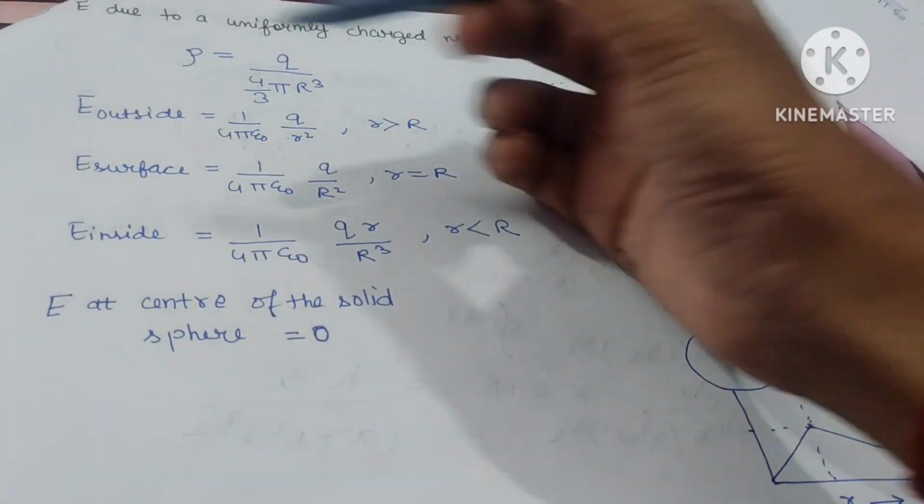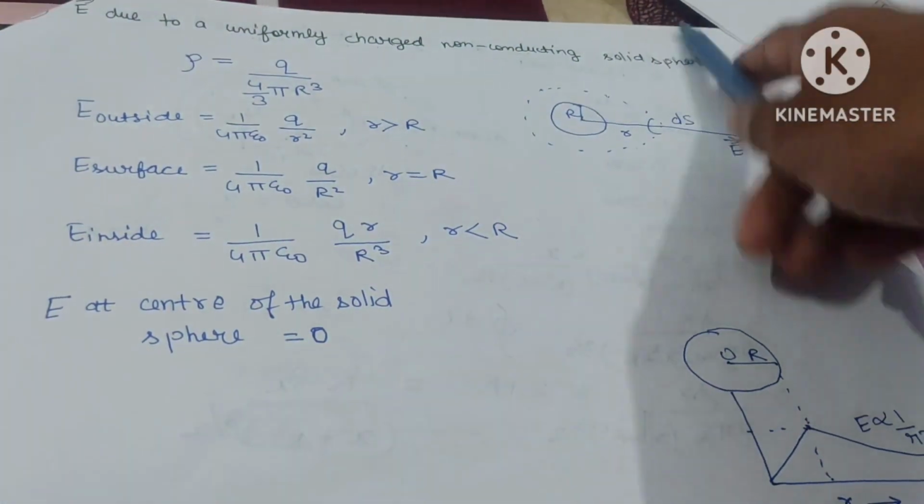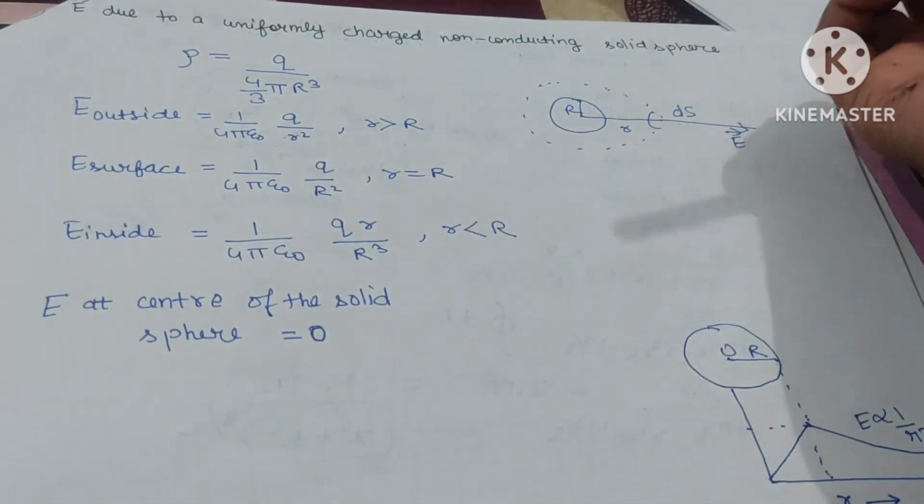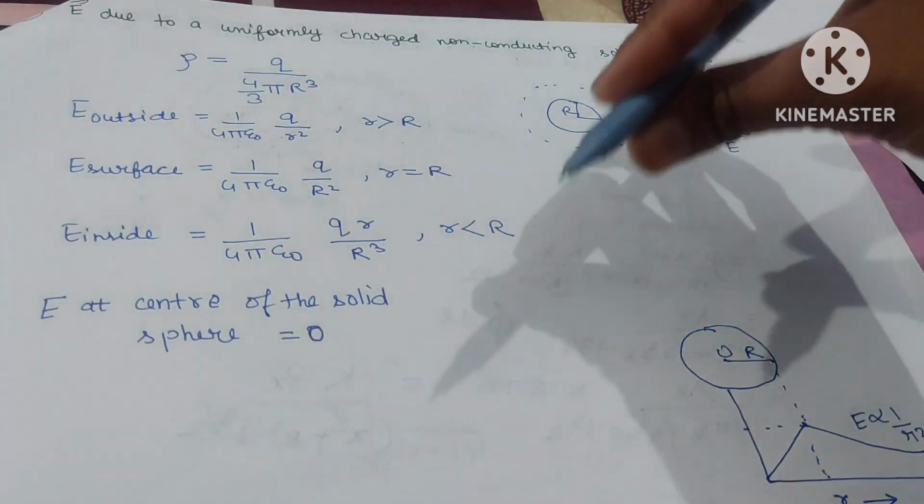Hello friends, today we'll know the concept of electric field due to a uniformly charged non-conducting solid sphere. In the previous video, we talked about the hollow sphere. Now we're taking the solid sphere, which means there is something inside it.